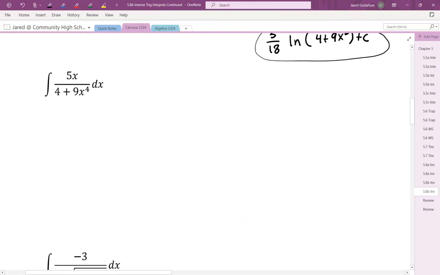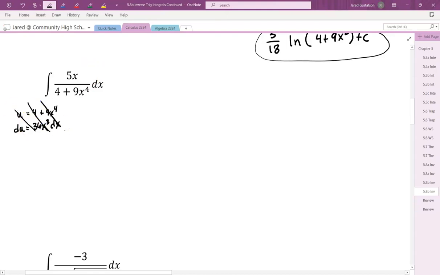Having just done u substitution, you might think, well, probably not going to be u substitution for this next problem, but let's verify why. Maybe you try to take the denominator and make it u again. But when you take the derivative this time, derivative of 4 is 0. Derivative of 9x to the fourth is 36 x cubed dx. And we certainly don't have an x cubed to help us replace our dx with du stuff.